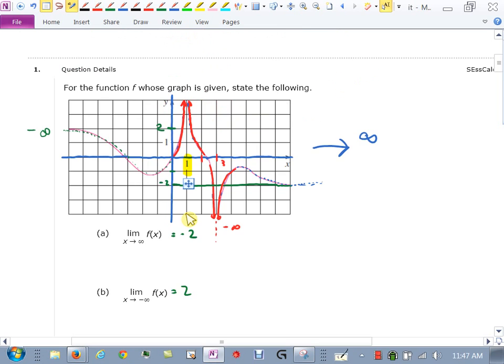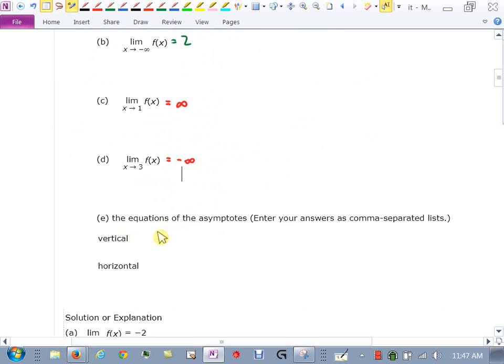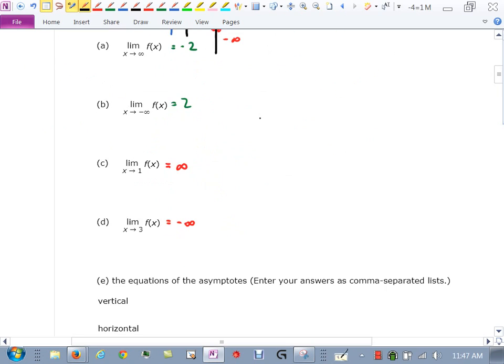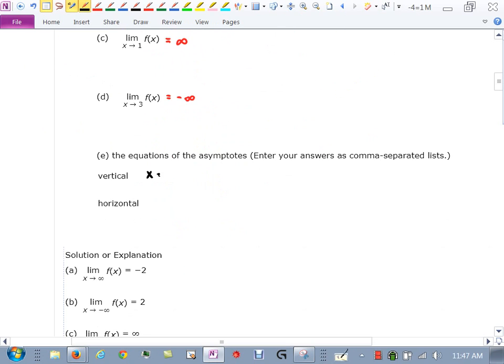Now, the places we have our vertical asymptotes would be this line here and this line here. And the equation of this line is x equals 1. The equation of that line is x equals 3. So x equals 1, x equals 3.